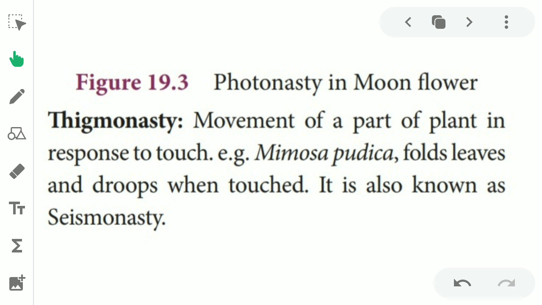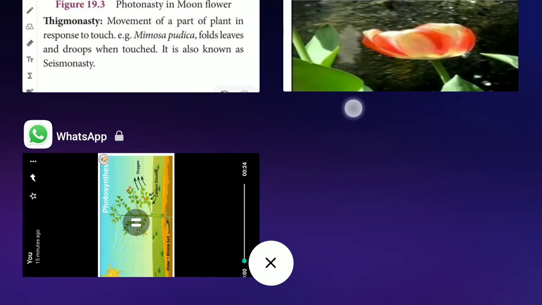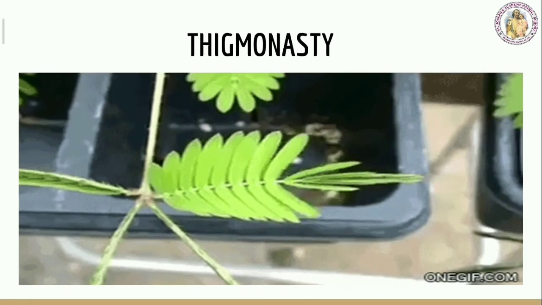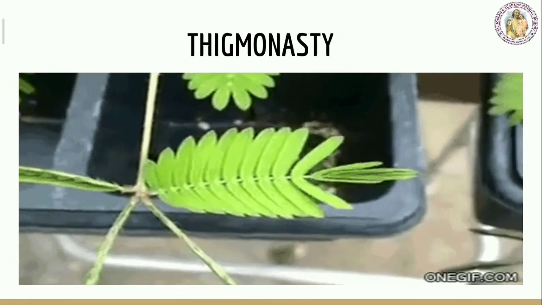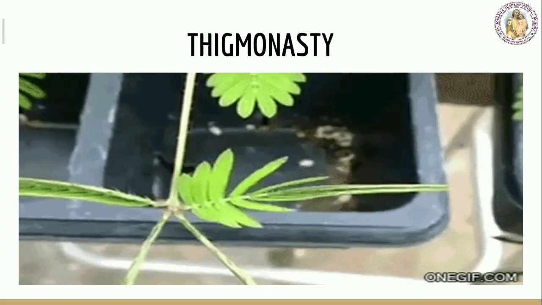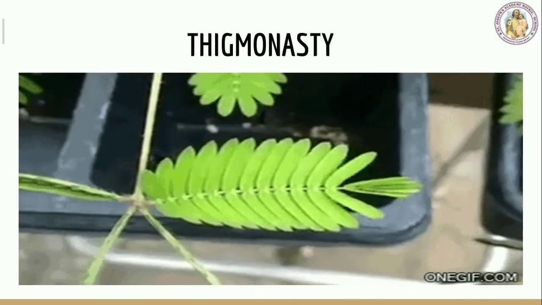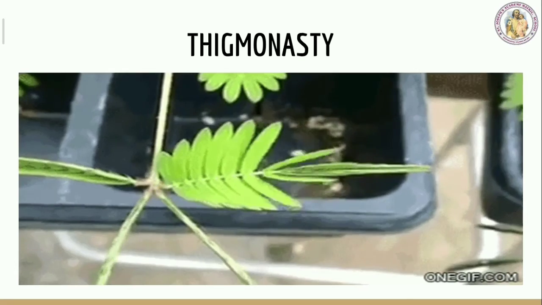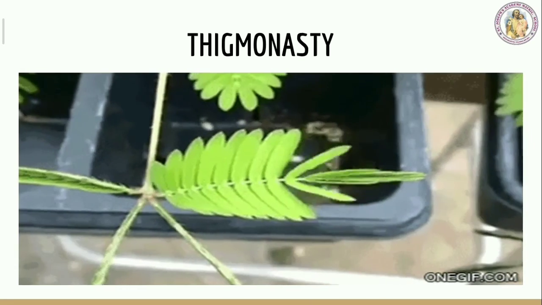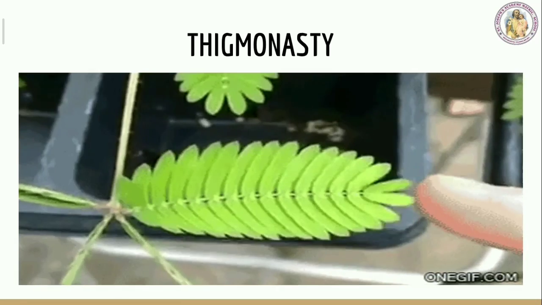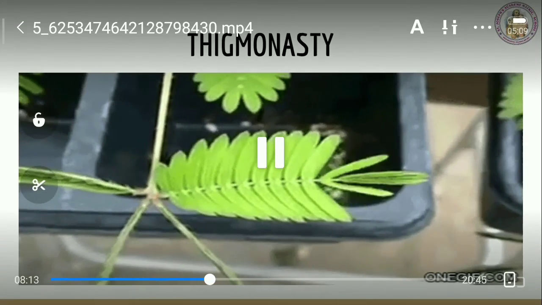Next is thigmonasty. Thigmo means touch. When the plant responds to touch, that is thigmonasty. Example, Mimosa pudica. When they touch the plant, the leaves start to close. This is the Mimosa pudica. It is the movement of a plant part in response to touch. Mimosa pudica folds its leaves and they drop when touched. It is also known as seismonasty.